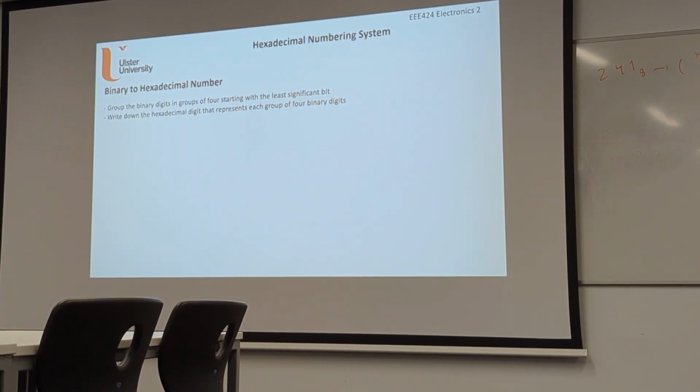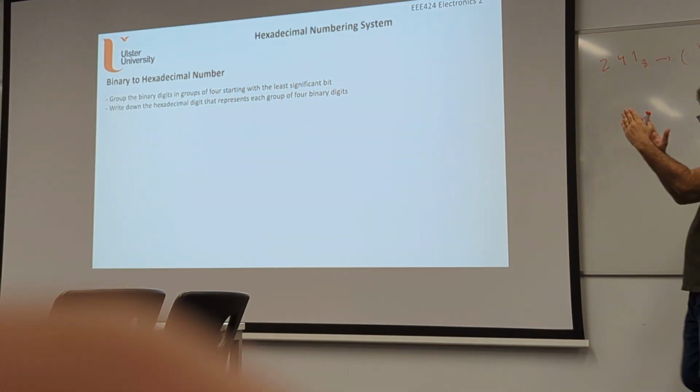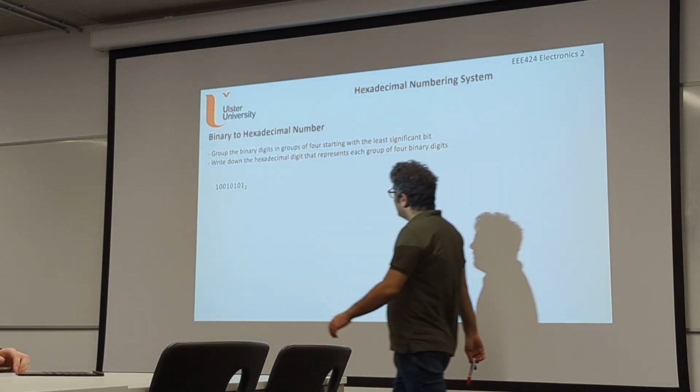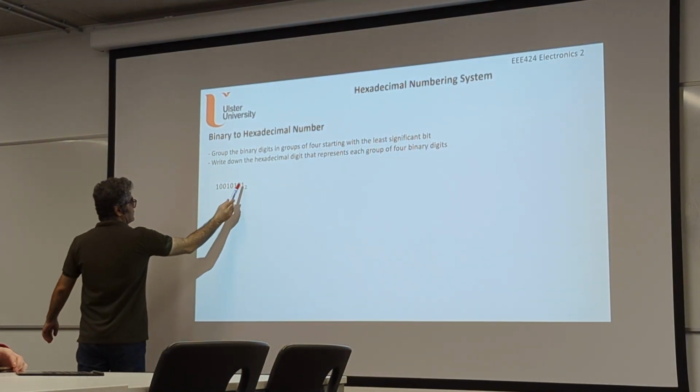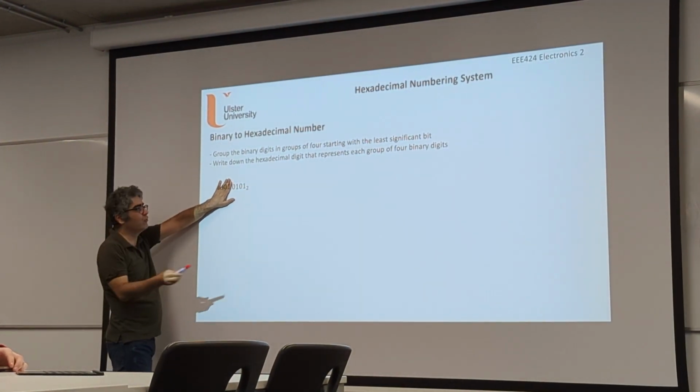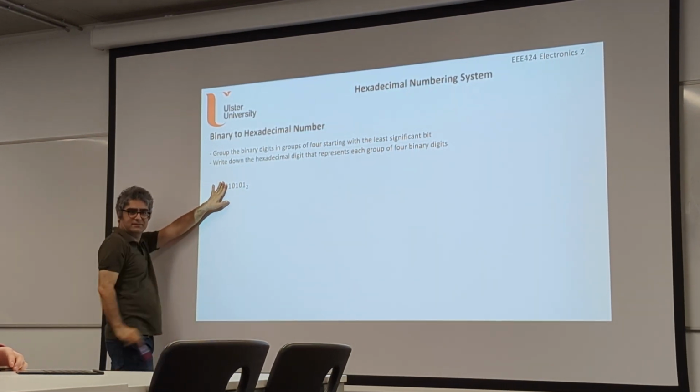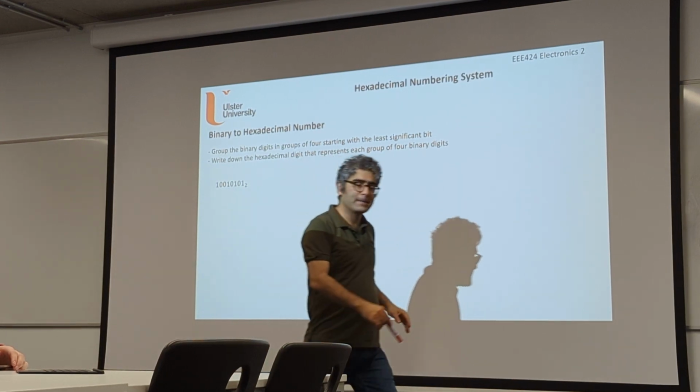And binary to hexadecimal, each 4. We classify as 4, 4, 4, the binary numbers, and find the equivalent hexadecimal digits for each 4 numbers. For example, here for a series, we have 1, 0, 0, 1, 0, 1, 0, 1. We classify by 4, the first group, the second group. And then 1, 2, 4, 8. And we find the equivalent. Okay?